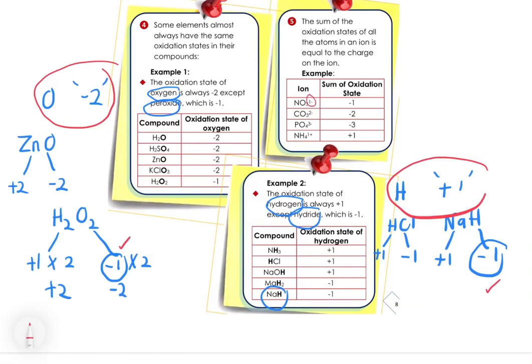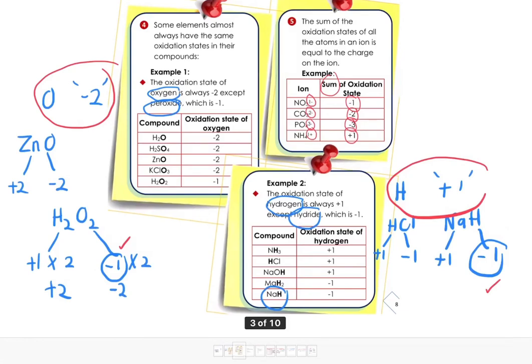So the sum of oxidation numbers is also -1. Carbonate, the charge of the ion is -2, so the sum is also -2. Phosphate, the charge is -3, so the sum of the oxidation numbers is also -3. And ammonium ion, the charge is +1, so the sum is also +1. And you will see this rule will come in very handy in our next example.